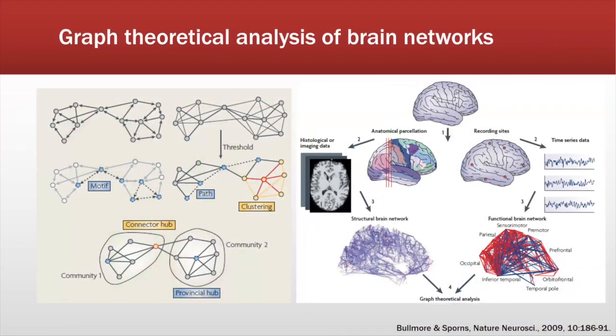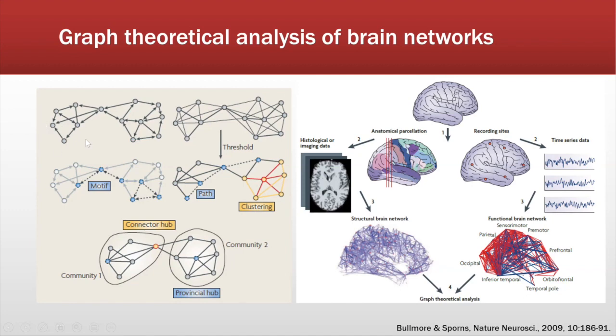We can also look at graph theoretical analysis of brain networks to characterize the unconscious brain. This is a figure from Ed Bullmore and Olaf Sporns' paper in Nature Neuroscience that demonstrates how we can apply graph theory to brain networks. I'm sure many of you are familiar with this. Just a quick 30-second tutorial.